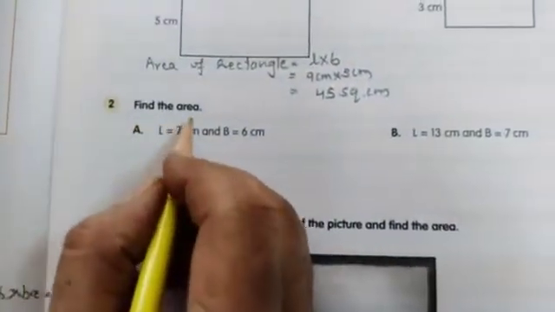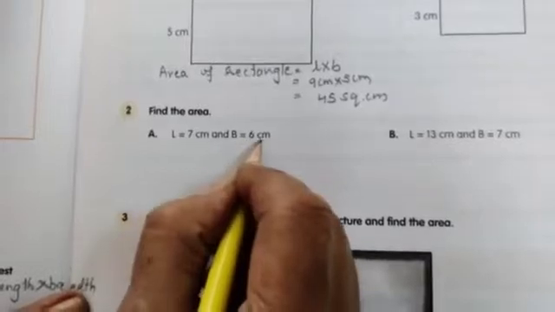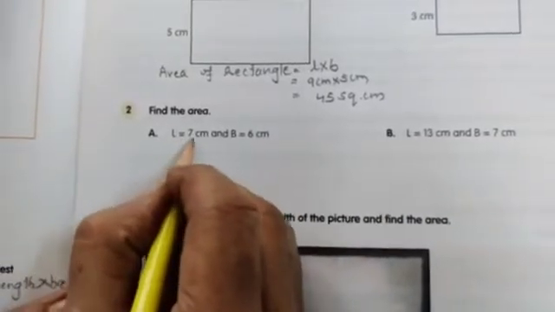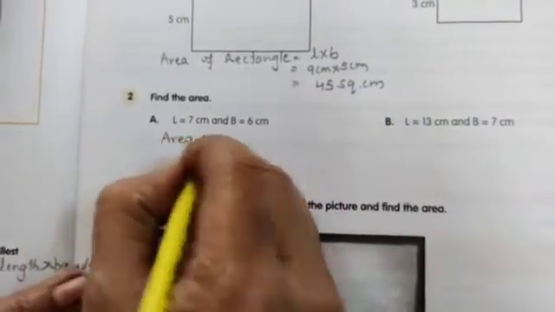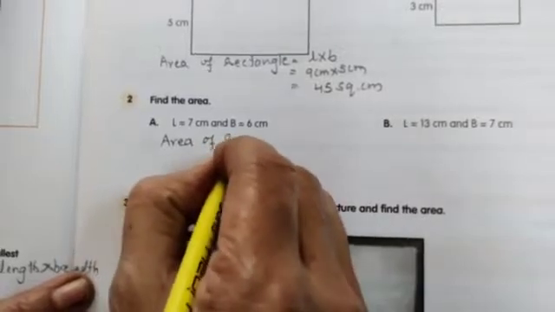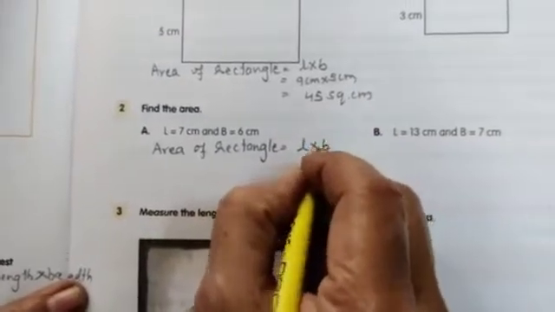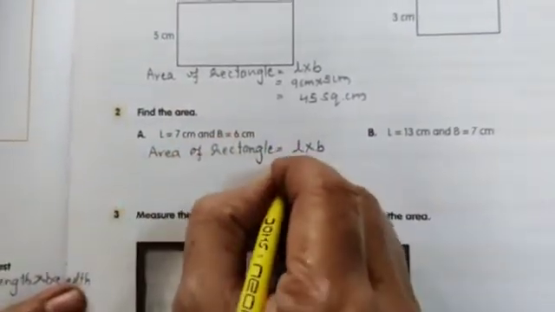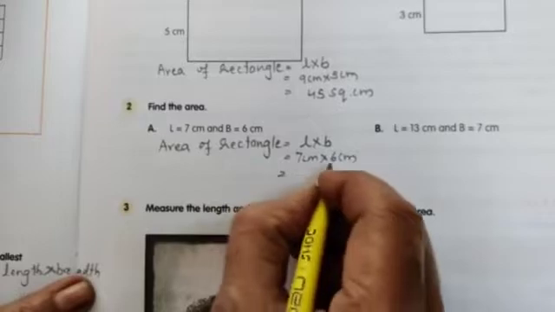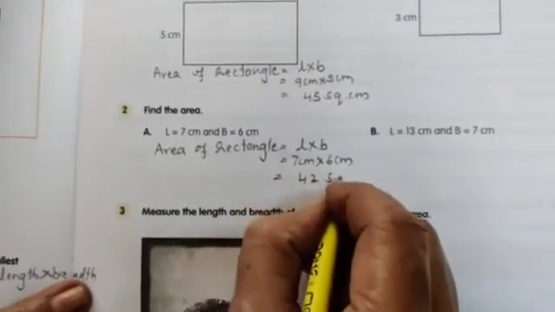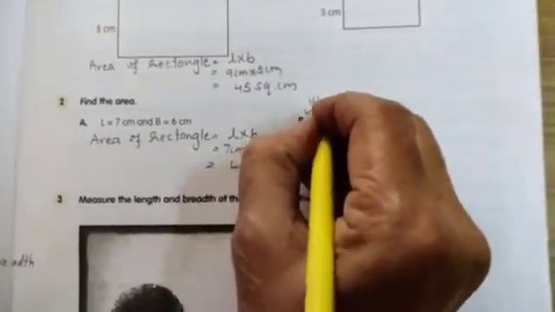Second question, find the area. A bit, L is equal to 7 cm, B is equal to 6 cm. L means length is equal to 7 and breadth is 6. So here also you have to write area of rectangle is equal to L into B. Length is how much? 7 cm. Breadth is 6 cm. So 7 6s are 42 square centimeter. Now this B bit you do it as homework, children.